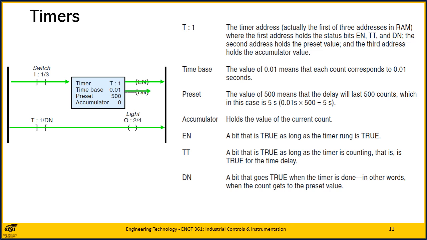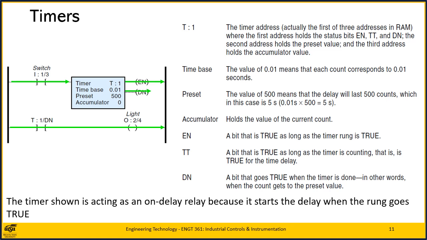DN stands for done. Notice that the examine if closed XIC instruction in the second rung has the DN bit from timer 1 as its address. Therefore, it will go true after 5 seconds, causing the output instruction at O:24 to turn on a light.